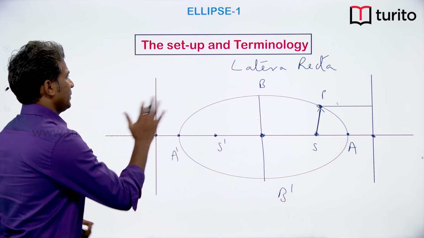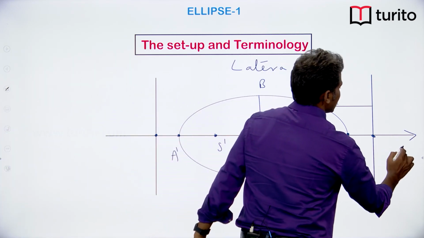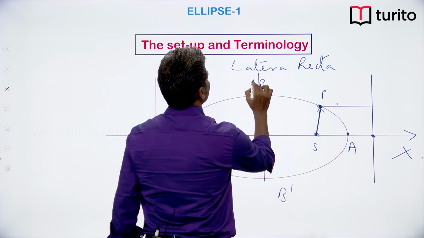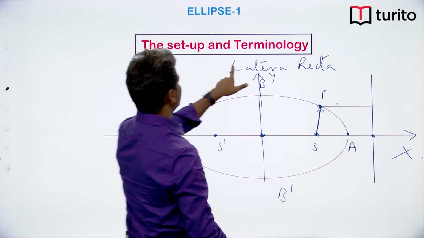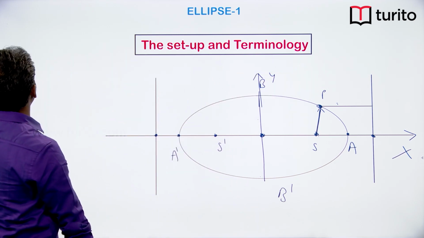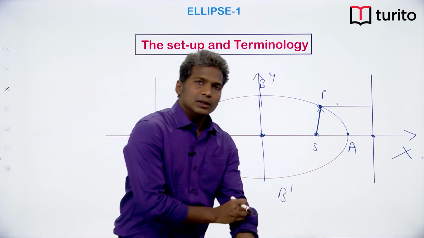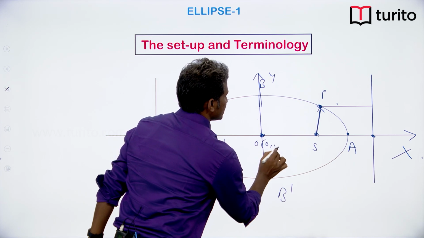Okay, so now let me explain it using the same diagram. We have taken this as the x axis, we have taken this as the y axis. Okay, so we have to remove that latus rectum also.